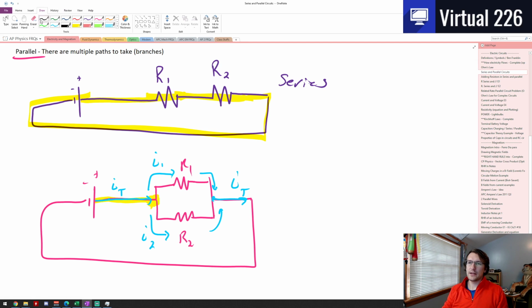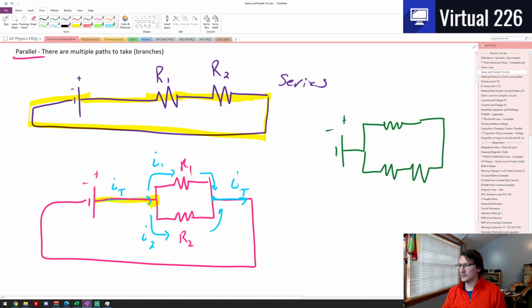Now it is possible for us to have a parallel branch that has series in it. You could do that just by saying, here's a battery, plus and minus, and here is a resistor up here, and then down here there's a resistor and there's a resistor. Now we see that these two bottom resistors are technically in series. They're one after each other. You cannot make a change in path to go through them or around them.